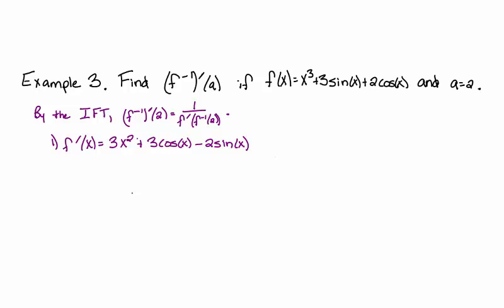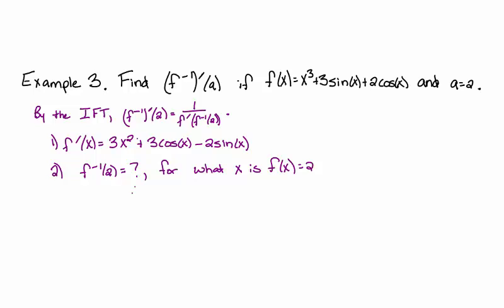We easily compute the derivative to be f prime of x is equal to 3x squared plus 3 cosine of x minus 2 sine of x. Now what about f inverse of 2? To compute this, you should be asking yourself the following question. At what value of x does f of x equal 2? In other words, what maps to 2 under f?